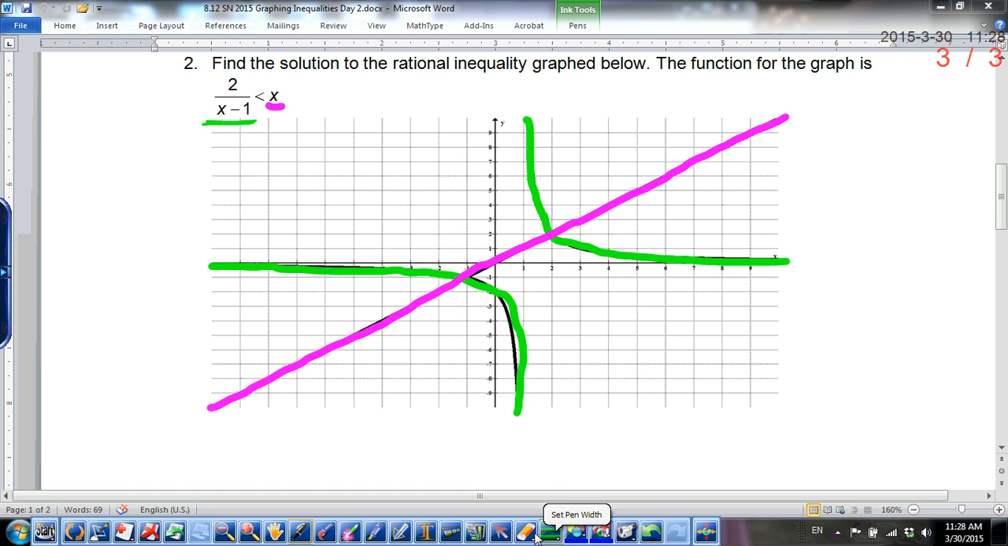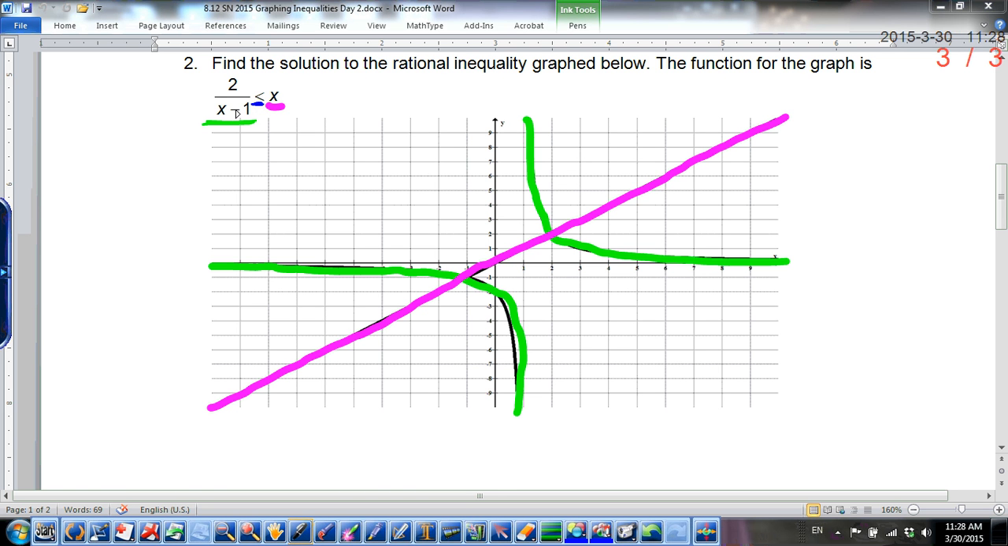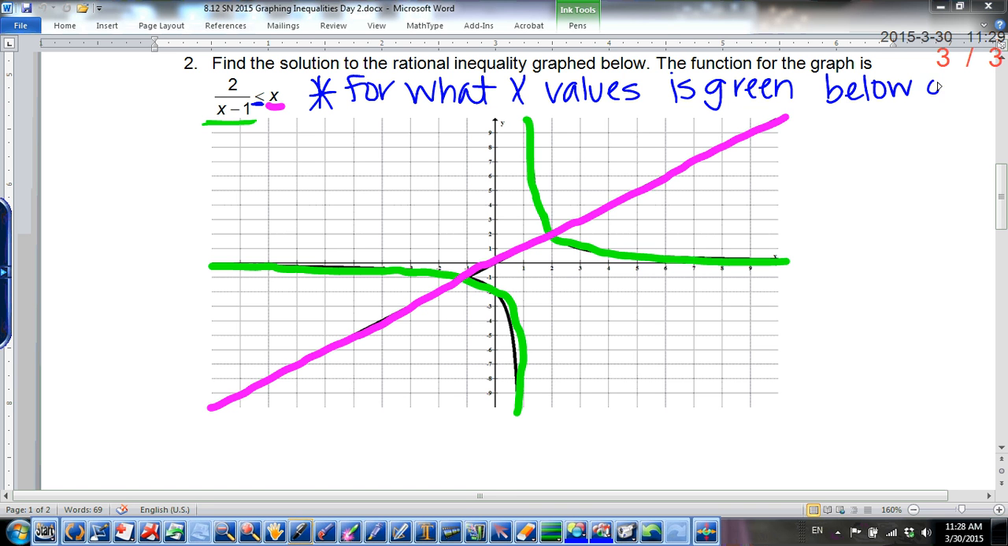Okay, and before we go too far, I want you to please add an equal to sign right here. I just want to practice that one time where we have it equal to. So please make it less than or equal to. Okay, so this translates to for what x values is the green graph below or equal to the pink graph?